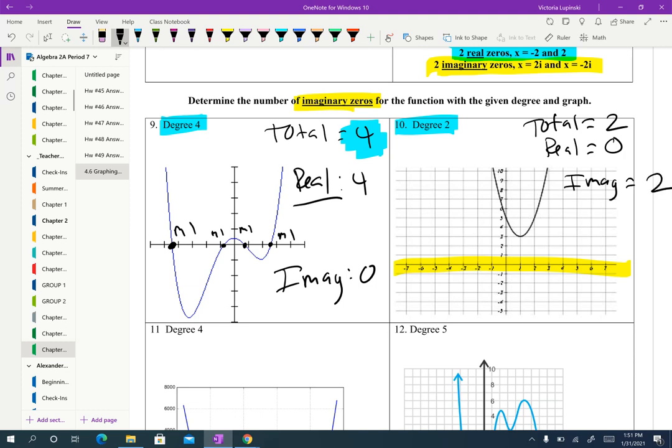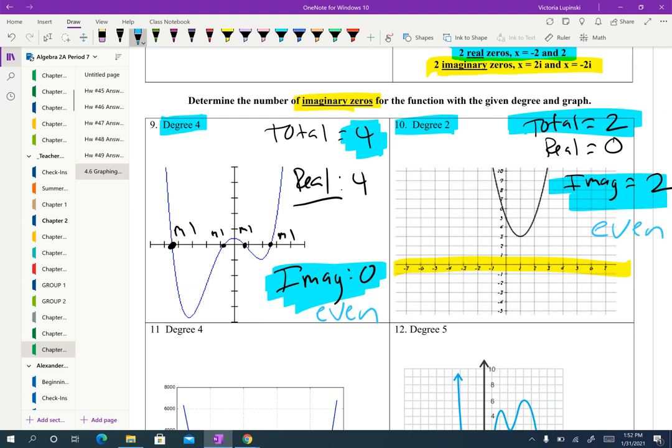None. So none of them are real, which means how many of them are imaginary? 2 of them. The total number of real plus imaginary always has to equal the total altogether. So in number 9, all 4 of them were real and none of them were imaginary. Where in number 10, none of them were real, which means they were all imaginary. Further, make sure that whatever you write for your imaginary has to be even, because remember, they have to come in pairs. So 0 is even and 2 is even. You can only have imaginaries in even sets.